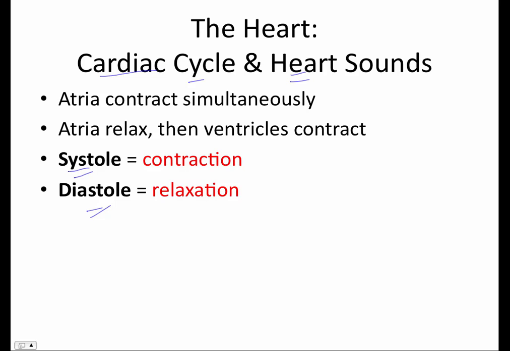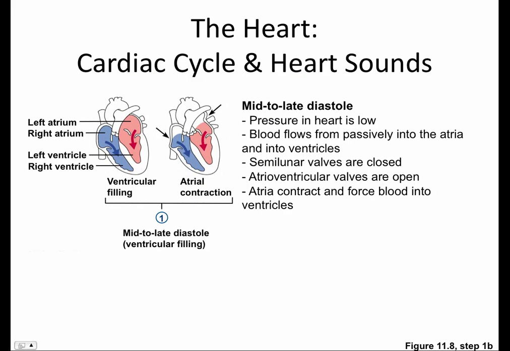Once again, both atria are going to contract at the same time, and both atria are going to relax at the same time. Then your ventricles are going to contract, and then they're both going to relax. Anytime we deal with contraction, whether it's your atria or your ventricles, we call it systole. Anytime we deal with relaxation, we call it diastole. So the very first thing we're going to look at is the cardiac cycle, the different phases of diastole and systole.